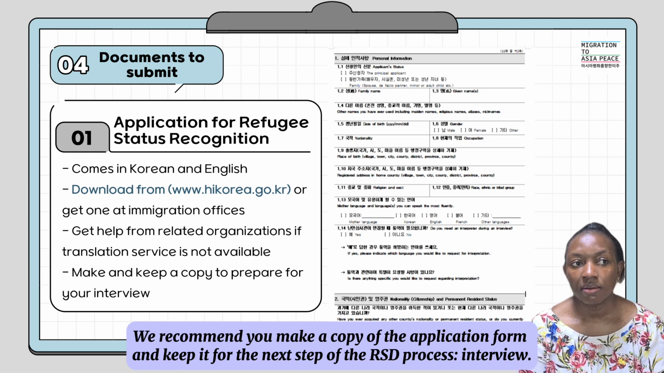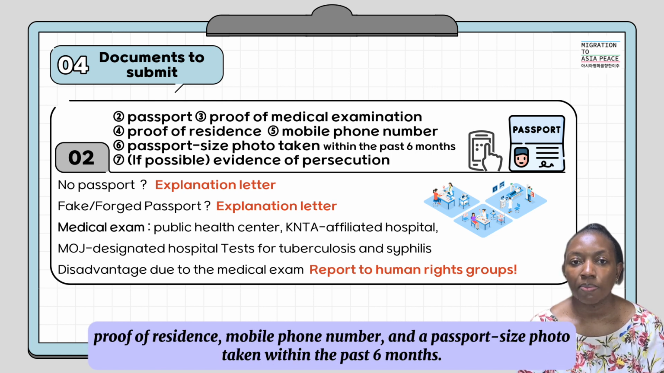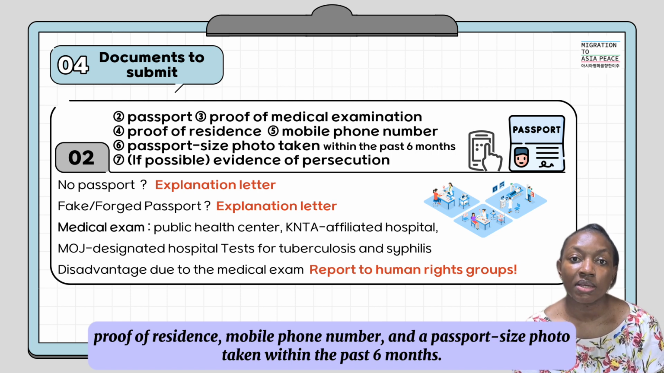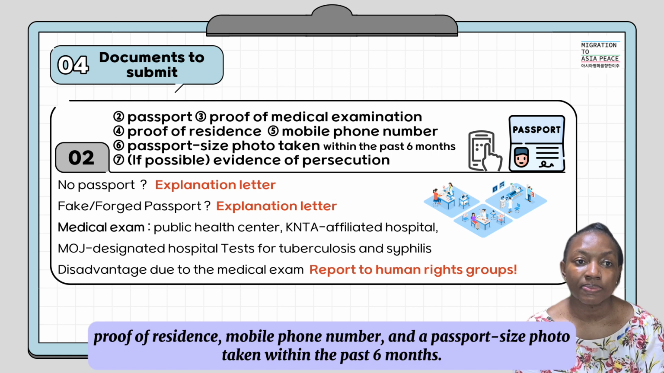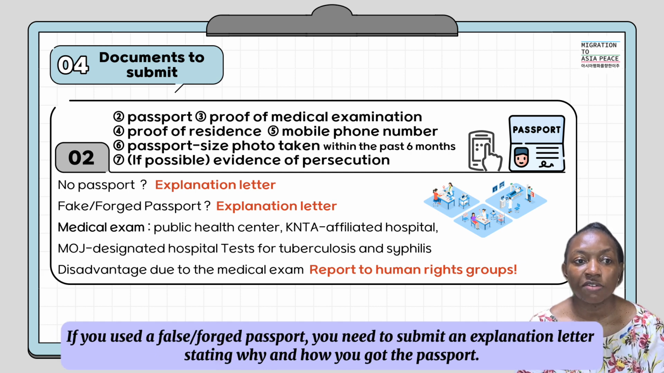Together with the application form, you also need to submit your passport, proof of medical examination, proof of residence, mobile phone number, and a passport size photograph which is taken in the previous 6 months. If you cannot submit your passport, you need to hand in a letter of explanation. If you used a false or forged passport, you need to submit an explanation letter stating why and how you got the passport.